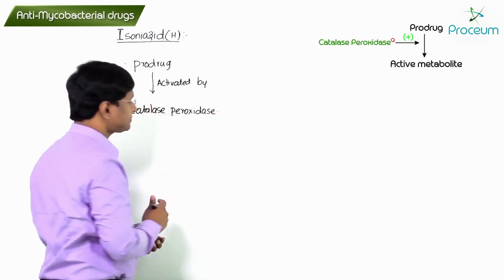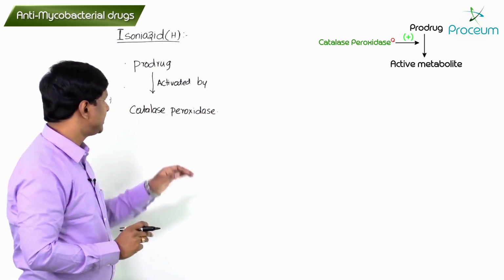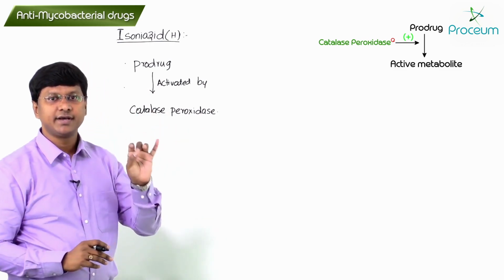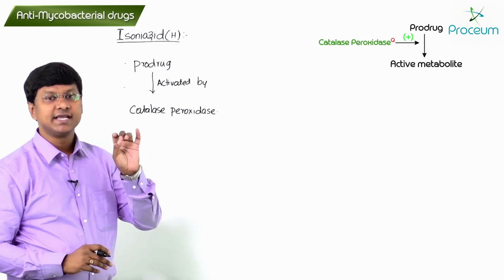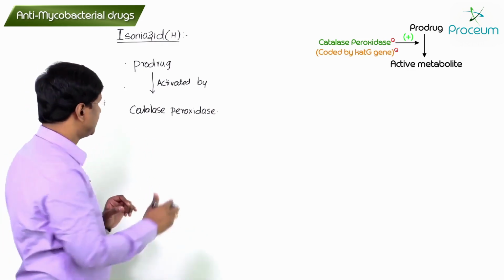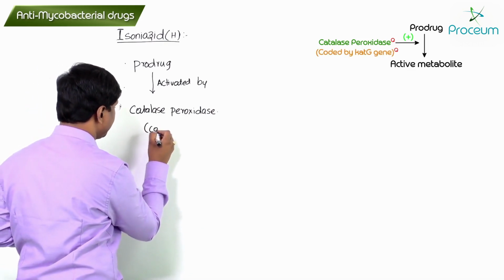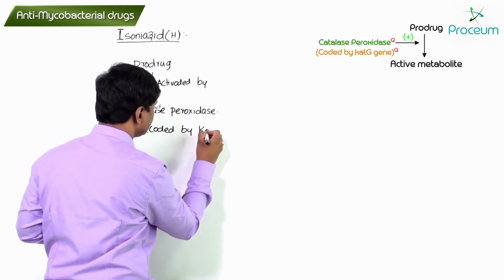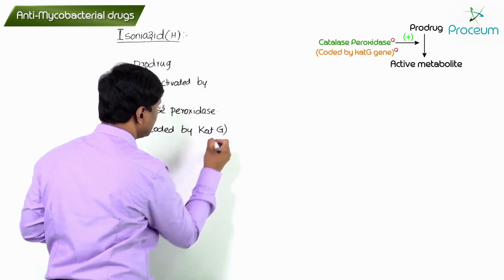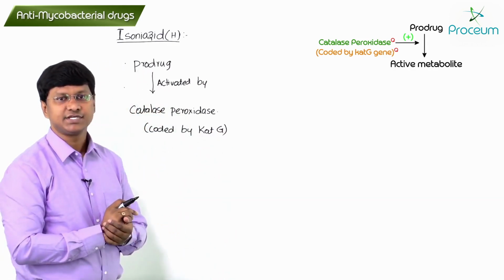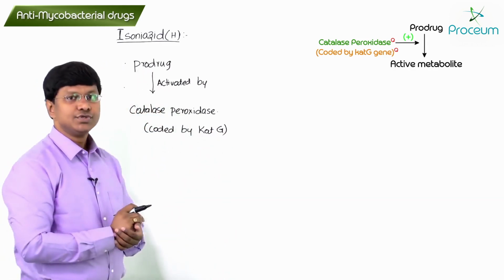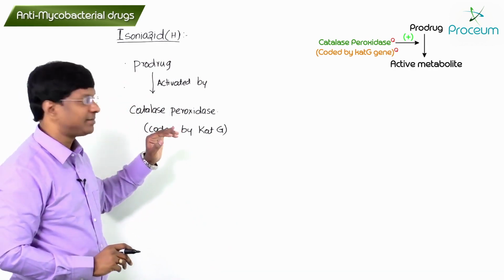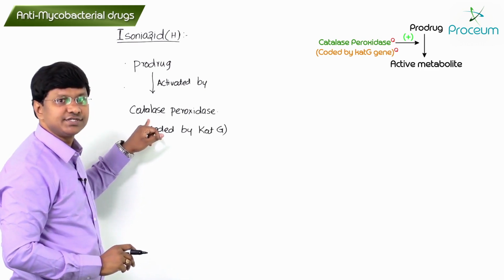Next, the other important thing is that this catalase-peroxidase is coded by a gene called KatG gene. So this prodrug is converted into an active metabolite by catalase-peroxidase.